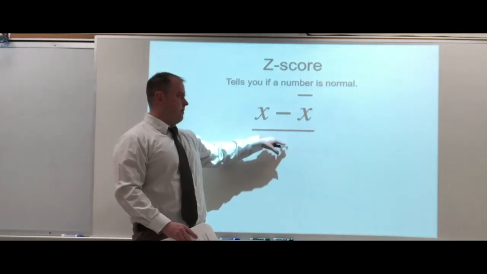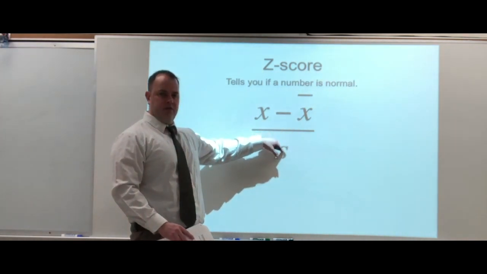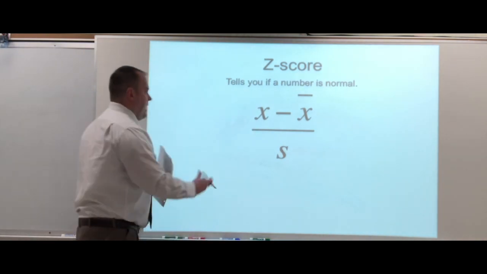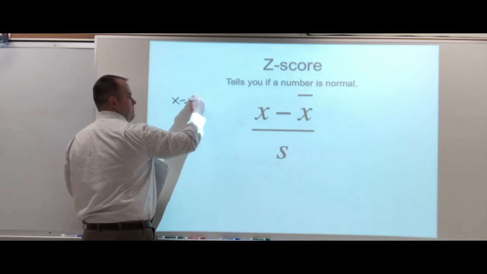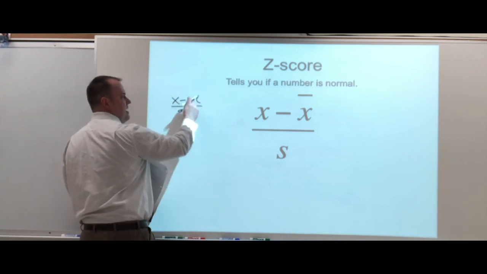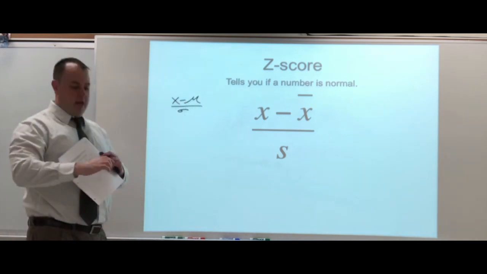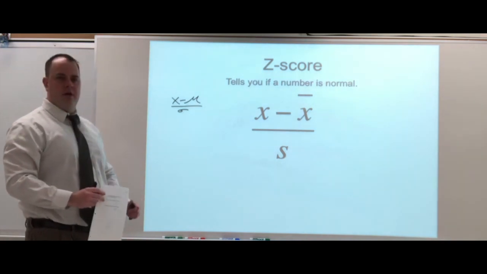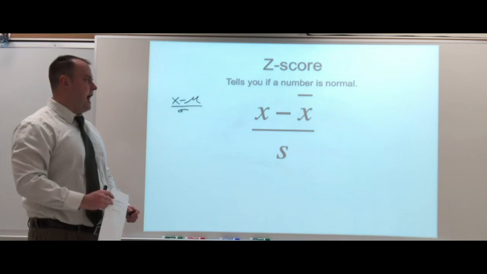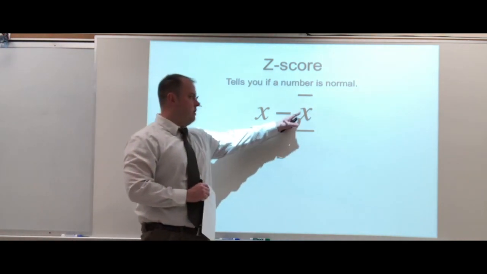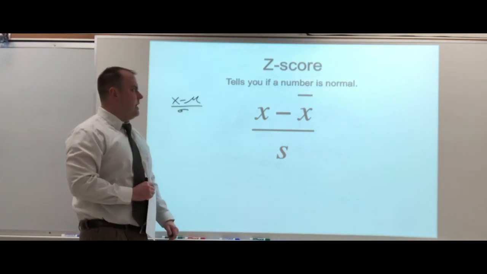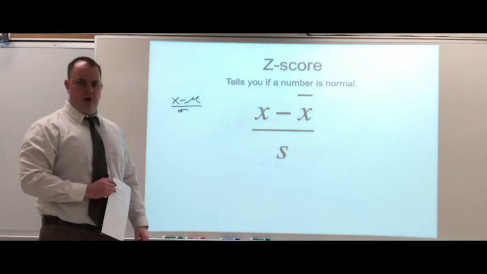Now, these symbols are for the sample that we took. If you look this up, you may also see x minus mu divided by sigma. These symbols are for the population. So depending on if you're talking about a population or a sample determines what formula you're looking at. Okay? I know with the calculator we find x bar and s, so that's why I wanted to use this formula. Now, how do we determine if something's normal or not?